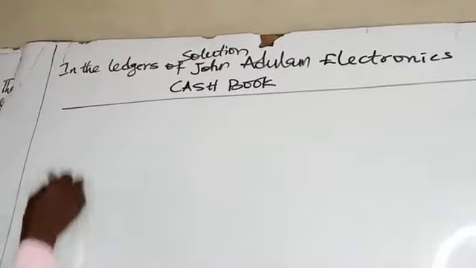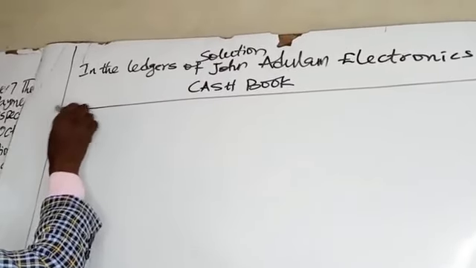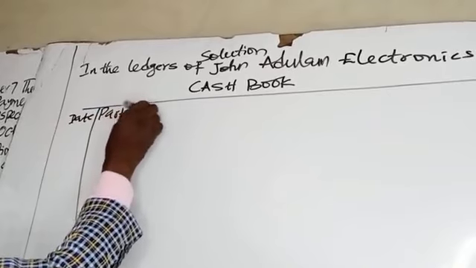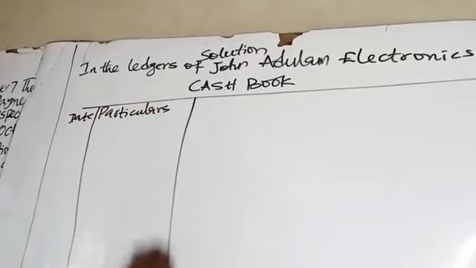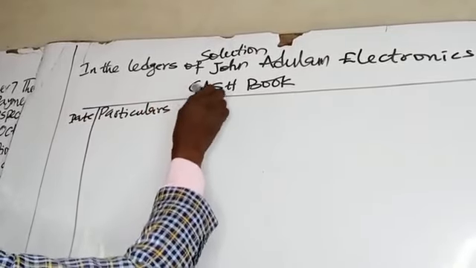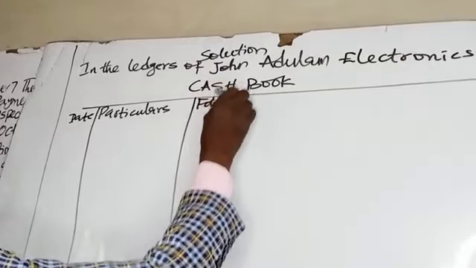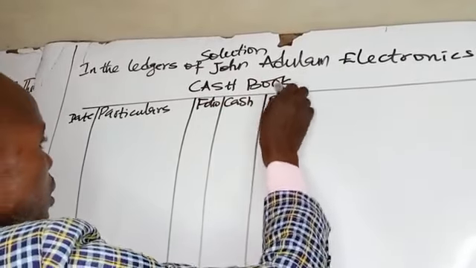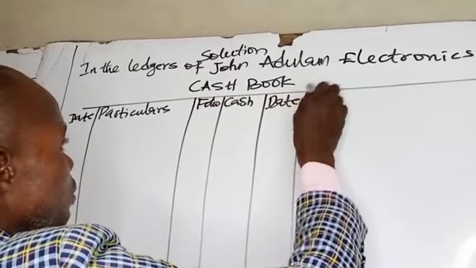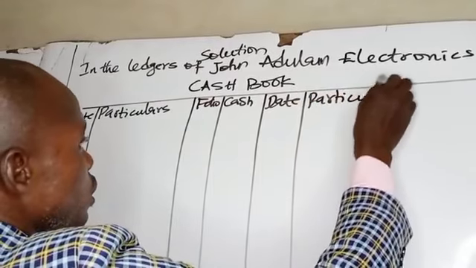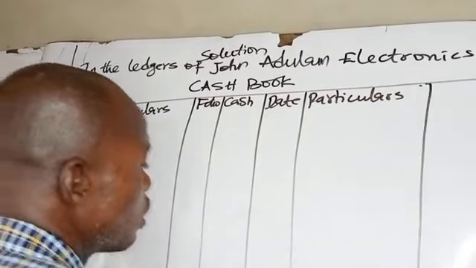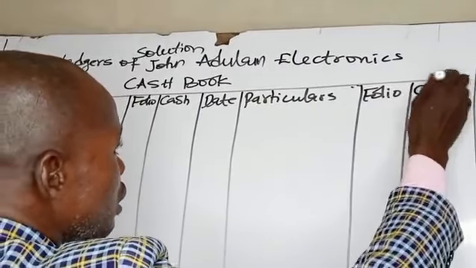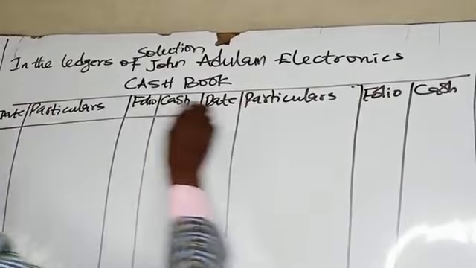So we have date, particulars or details, folio, cash, date, particulars, folio, and cash. We are keeping a single column cash book.